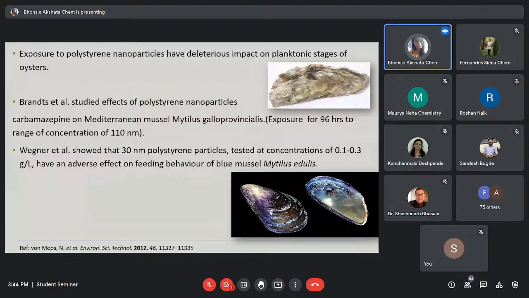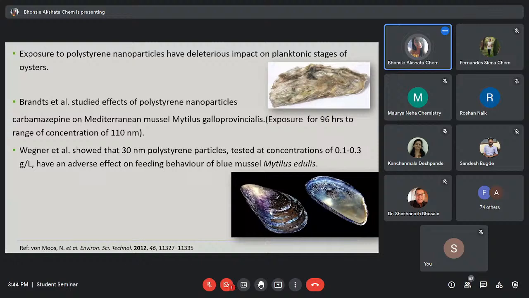It is the most detected in the environment. Now, carbamazepine is a drug which is used for treating epilepsy. It is effective for fits, seizures, nerve pain, etc. So, in the combination of carbamazepine with polystyrene nanoparticles, he exposed this to the Mediterranean mussel, the same one as in the previous slide, Mytilus galloprovincialis, for 96 hours to a range of concentrations of 110 nanometer.